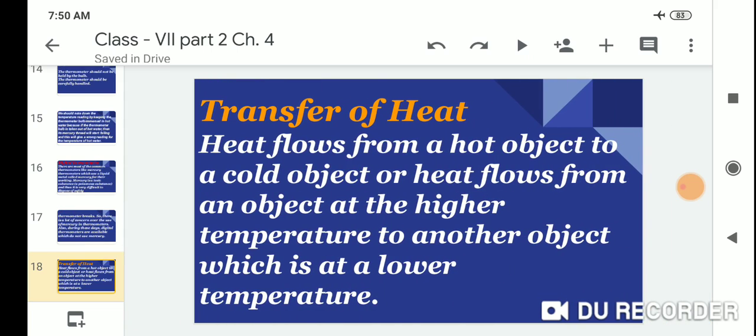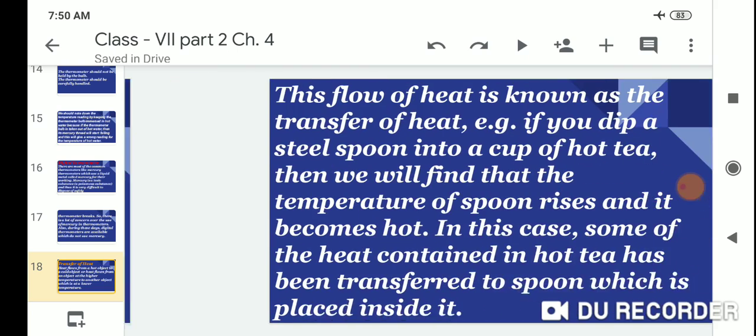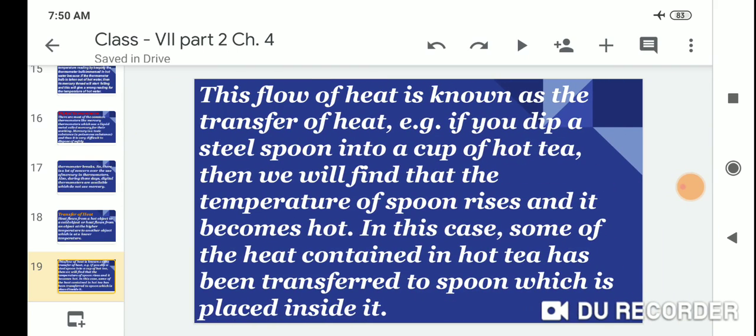Transfer of heat. Heat flows from a hot object to a cold object, or from an object at a higher temperature to another object at a lower temperature. This flow of heat is known as the transfer of heat.